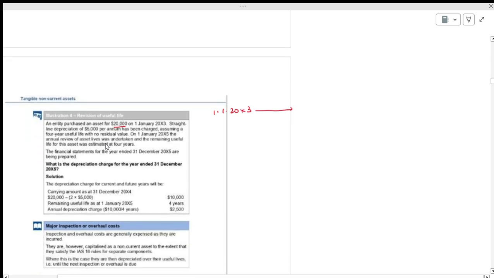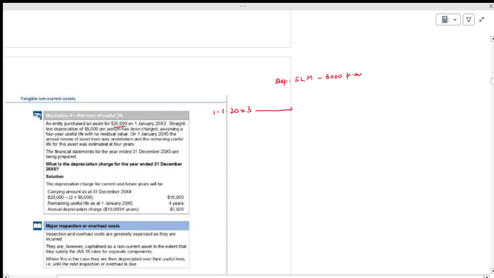What they are saying is that an entity has purchased an asset on 1st January. Depreciation is on the straight line method. SLM means straight line method. We'll use this. Now, how much is it? They are talking about the straight line method of 6,000 per annum.